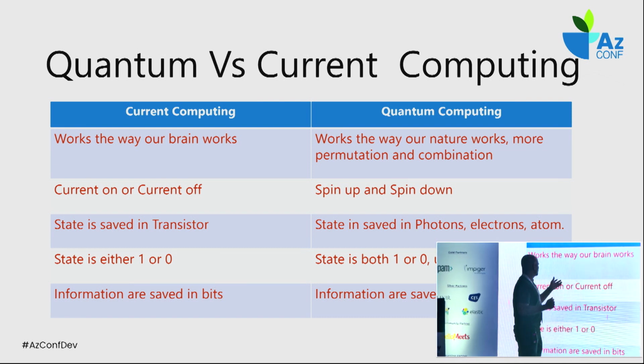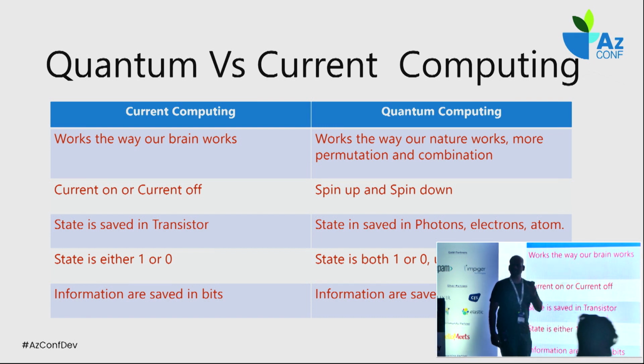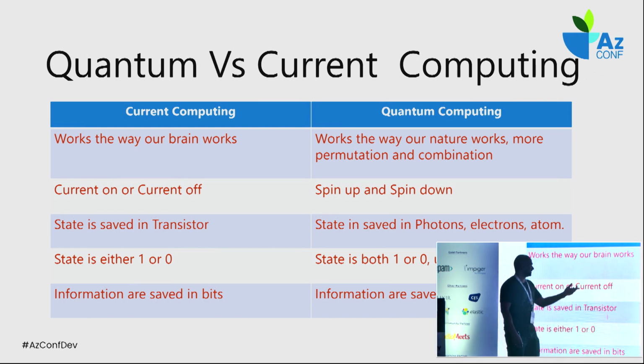Okay, fine. So the mode is currently on and off. It's actually spinning up and down. I'll explain to you. The state is saved in a transistor. You know transistor, right? These are saved in photons and electrons. Deep inside, it's either 1 or 0. It's actually 1 or 0 until observed. I will tell you about this. This is one of the best logic we have. Information is saved in bits. Information is saved in qubits.